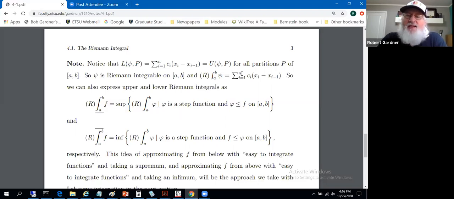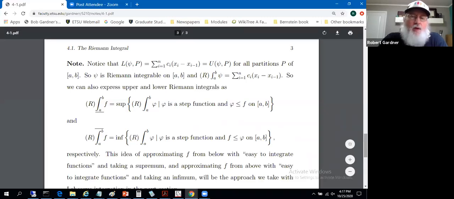But we're replacing the Darboux sums with integrals of step functions in both cases. In this case, we're taking the step functions phi that are greater than or equal to f, because here we wanted upper Darboux sums. We took infs of upper and sups of lower, was the pattern we had before. So we simply replaced the Darboux sum stuff with integrals of step functions.